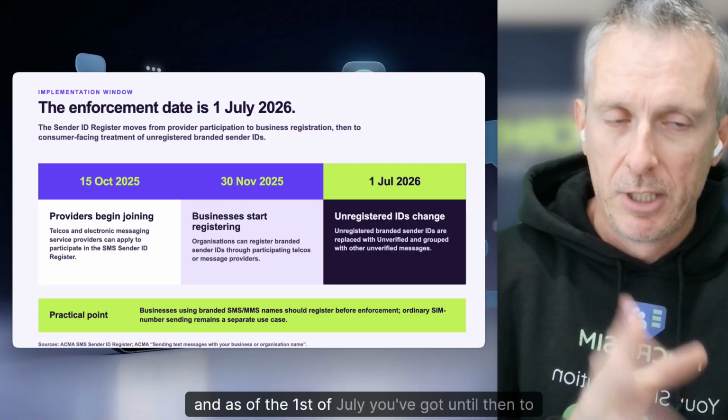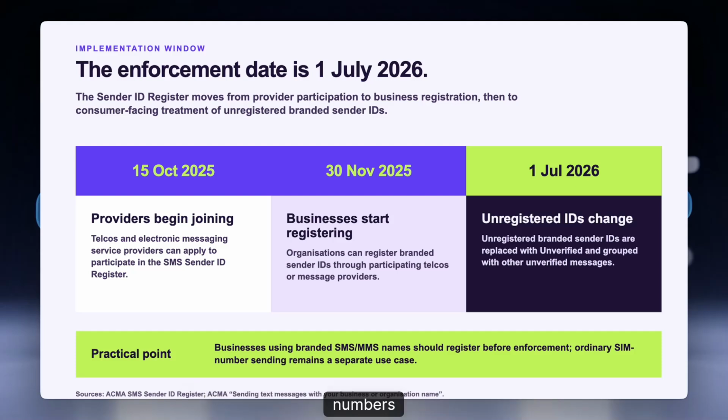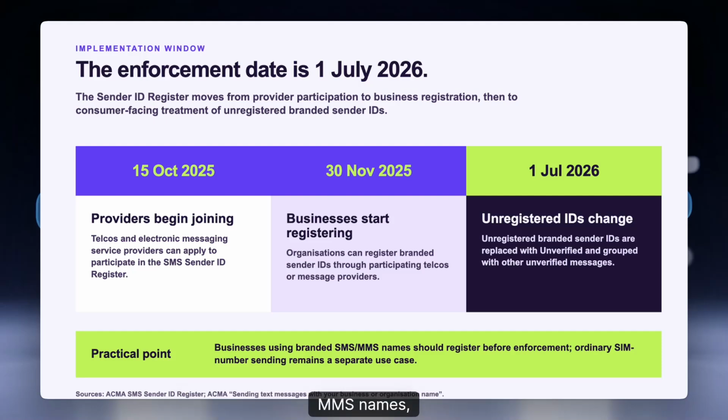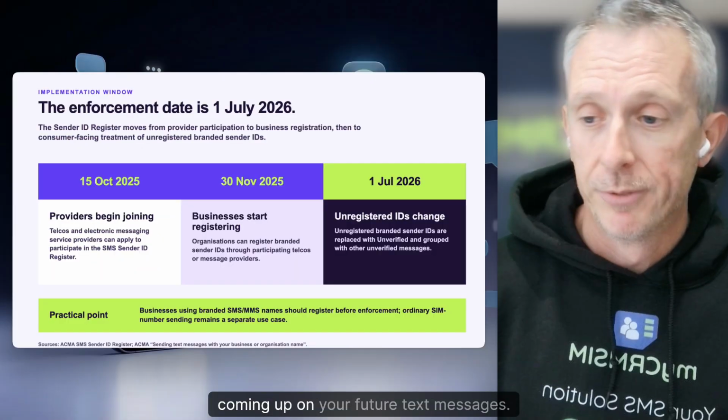And as of the 1st of July, you've got until then to make sure that you've got any branded registered numbers actually registered. So if you're a business that is using branded SMS and MMS names, then just make sure that you get registered before the 1st of July and avoid having that unverified coming up on your future text messages.